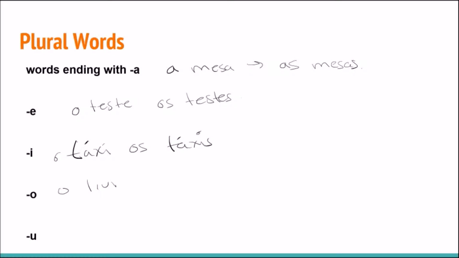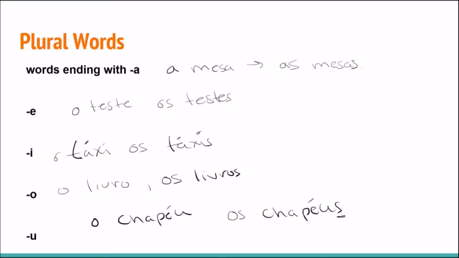O livro, the book, would be os livros. For something with U, we could say chapéu, which is like a hat, sort of like a fedora, not a baseball hat, just an old-time kind of hat. Os chapéus. Fairly simple. In this case, you more or less just add the S.